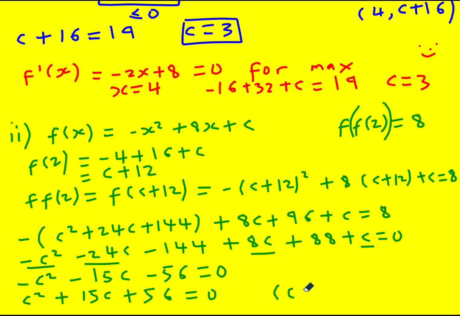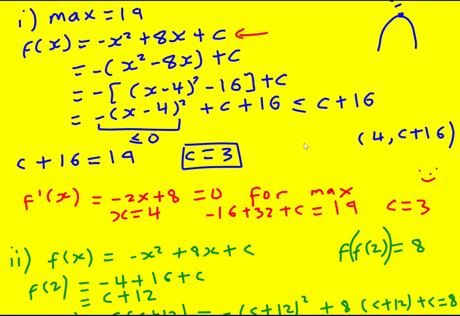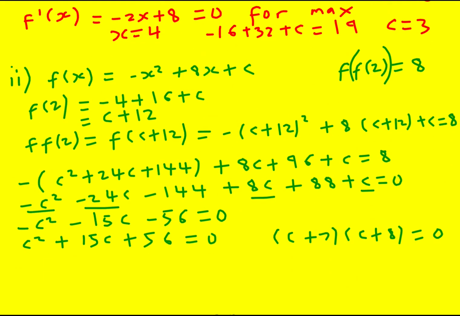And let's factorize it. c plus 7 and c plus 8 is equal to 0. So it does say possible values of c. There's no restriction. So we're going to get two values. c equals minus 7 or minus 8. Those two values of c will give us, when we compose the function with itself and put 2 in, 8.